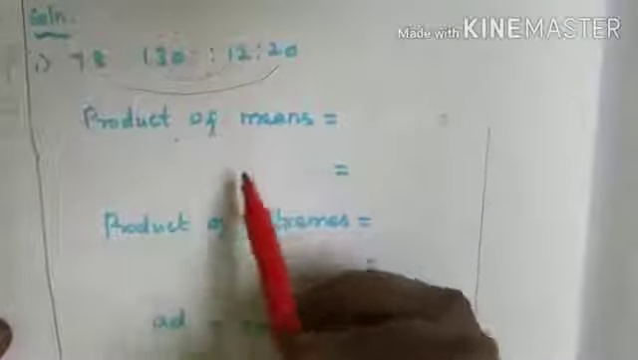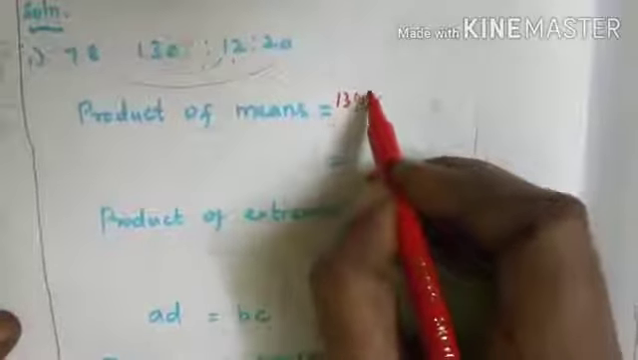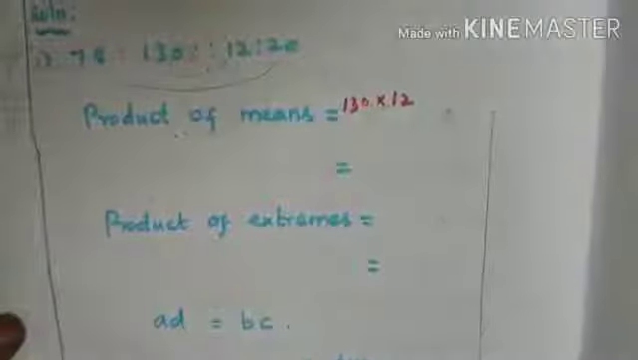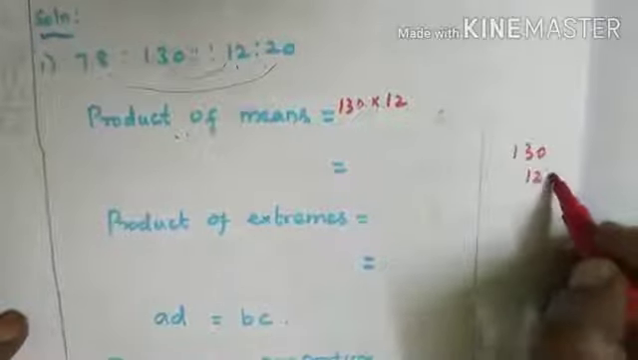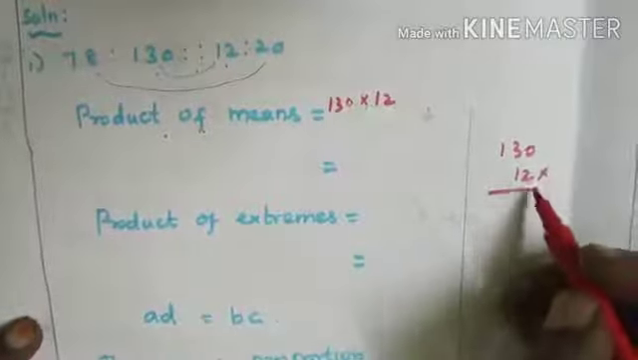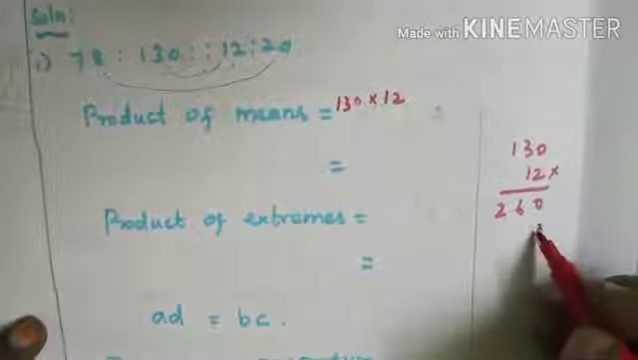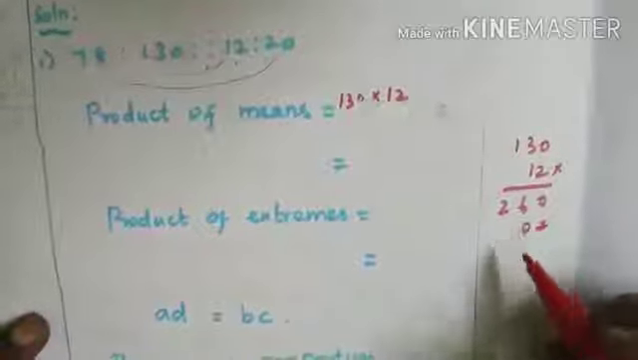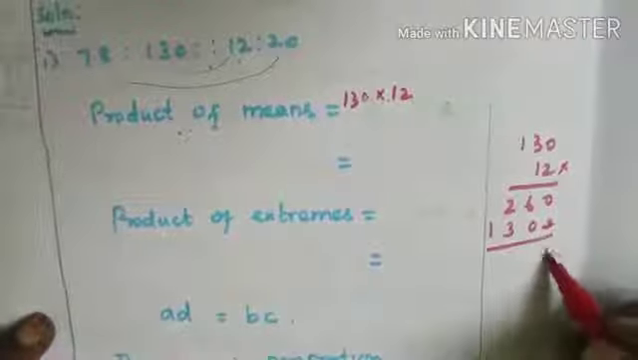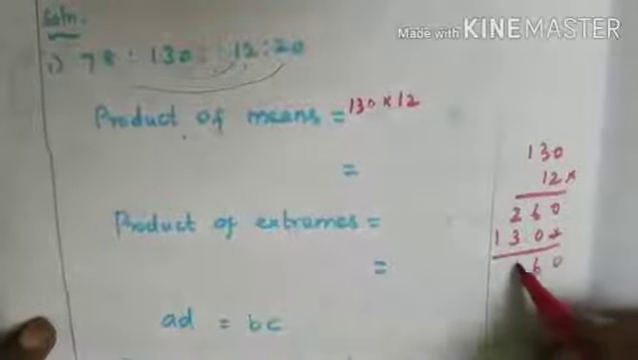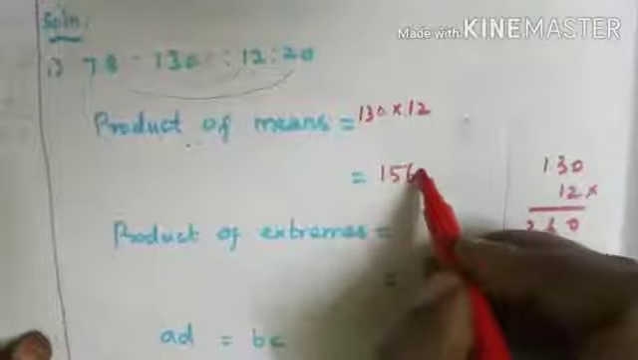Now the product of means, that is 130 into 12. So when we multiply, what are we getting? Here 130 into 12. Multiplication: 0 2s are 0, 3 2s are 6, 1 2 is 2. Next we put a star. 0 into 1 is 0, 3 1 is 3 and 1 1 is 1. Now when we add here 0, 6, 5 and 1, we get 1560.